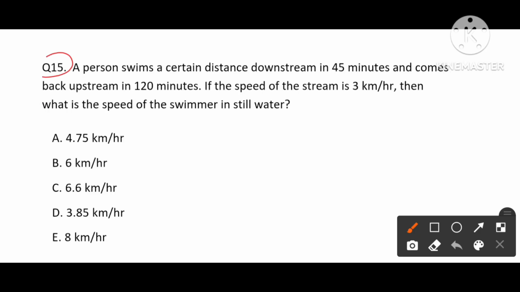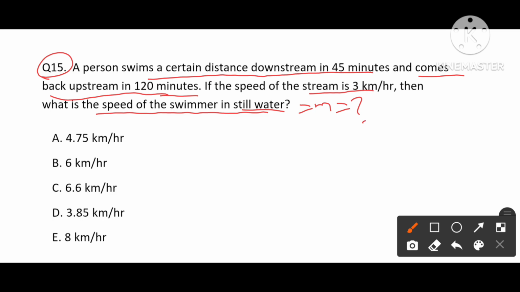Now we are going to see question number 15. A person can swim a certain distance downstream in 45 minutes and comes back upstream in 120 minutes. If the speed of the stream is 3 km per hour, then find the speed of the swimmer in still water. So the question asked is to find the value of m. Here s is given as 3 km per hour. According to the question, a certain distance downstream means m plus s, where s is 3.